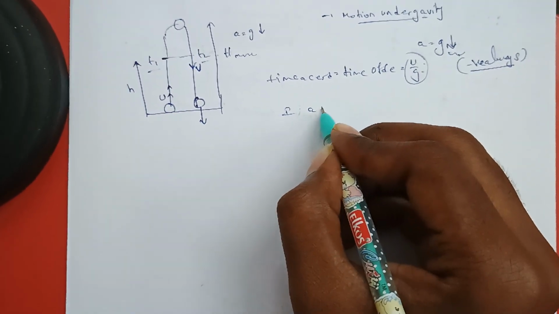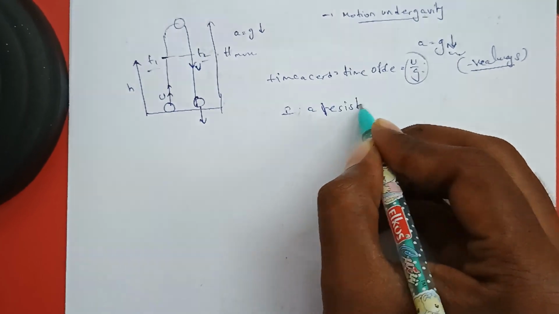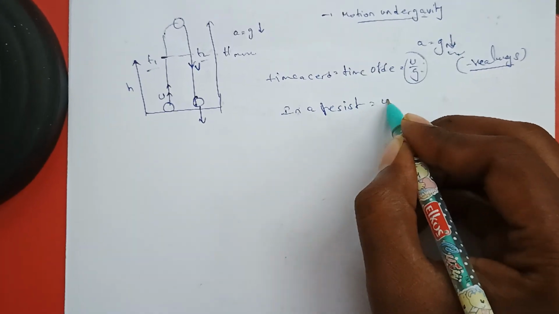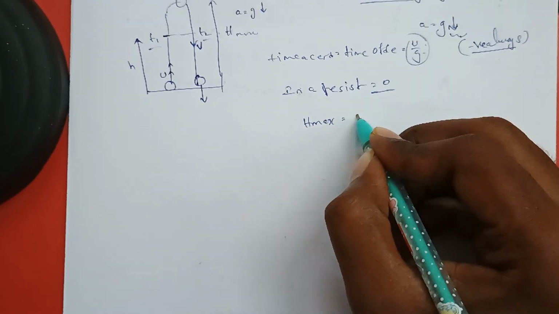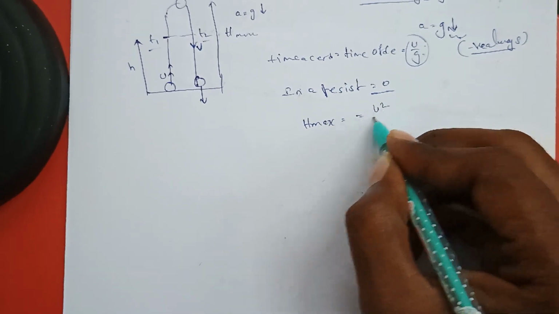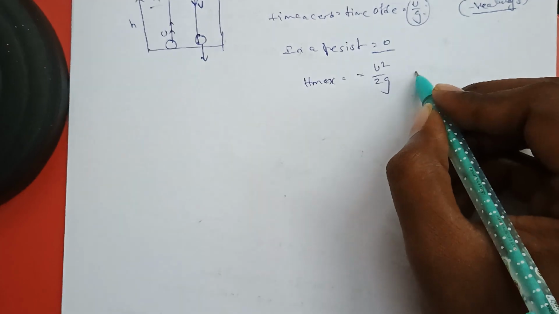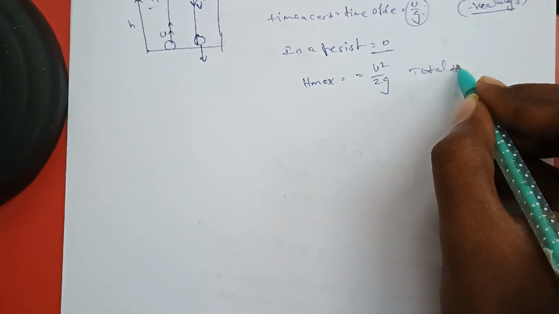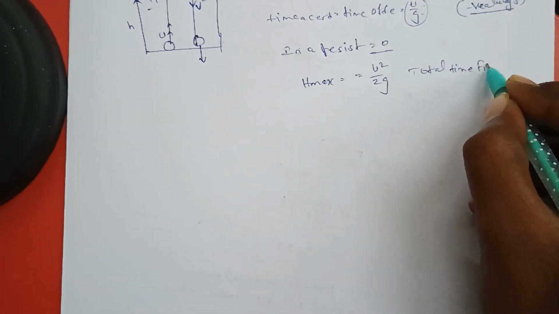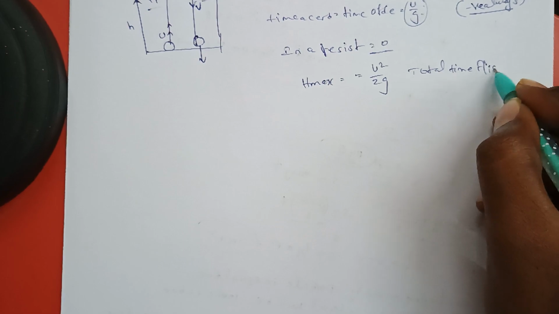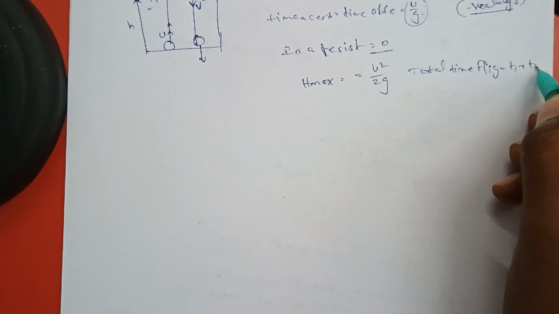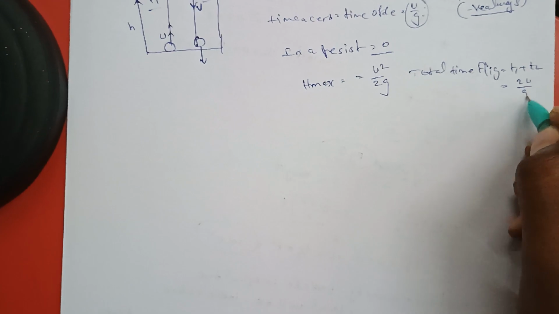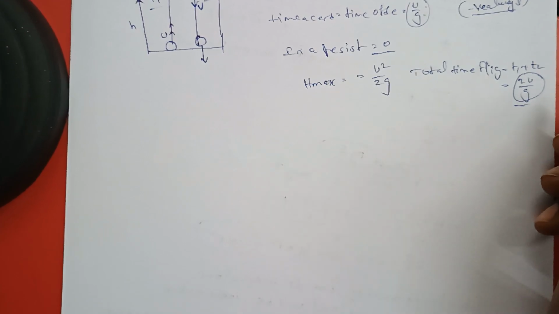In this case, air resistance is 0. Maximum height will be u square by 2g. Total time of flight equals t1 plus t2, that is 2u by g, which is the total time of flight.